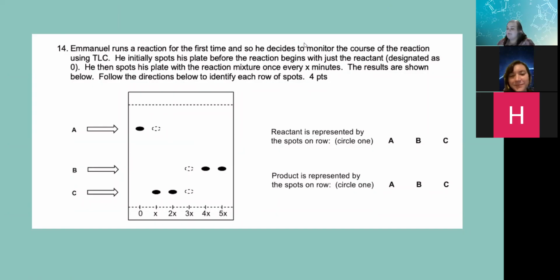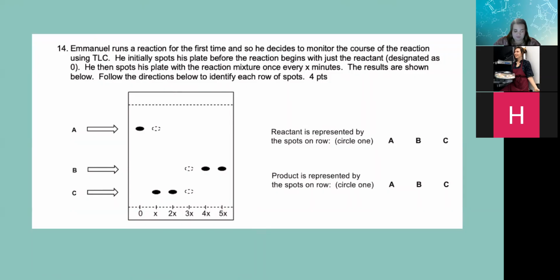Alrighty, guys. So here we have Emmanuel. He is running a reaction for the first time, so he decides to monitor it. This looks just like the isomerization lab, so let's take a look. When we're looking at this, we see that he spots every X minutes. We're given it at time 0 and we're given the final.